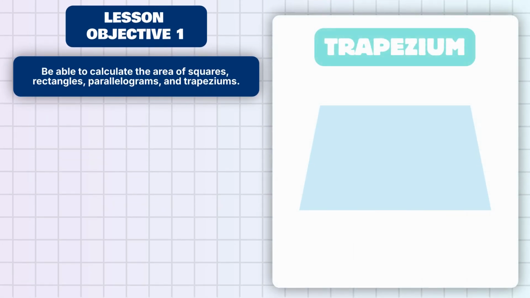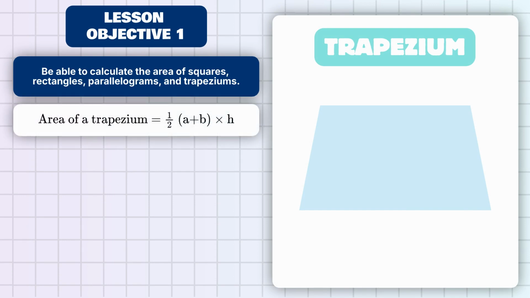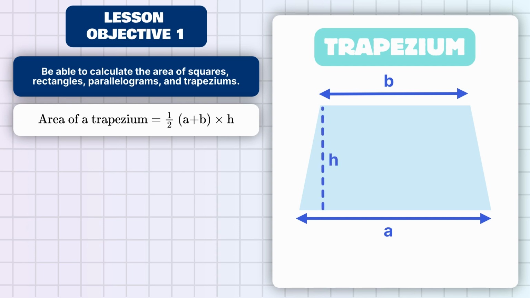Finally, the trapezium is slightly more complex. The formula for the area of a trapezium is area equals half times (a plus b) times h. Here, a and b refer to the lengths of the parallel sides, or, as we learnt in the previous lesson, bases. H is the height, the perpendicular distance between the parallel sides. Let's break down why this formula makes sense.